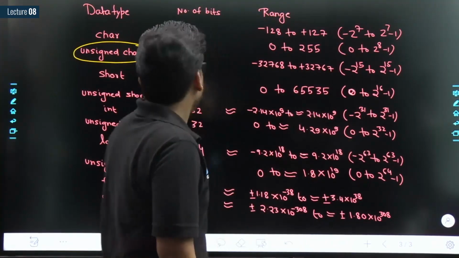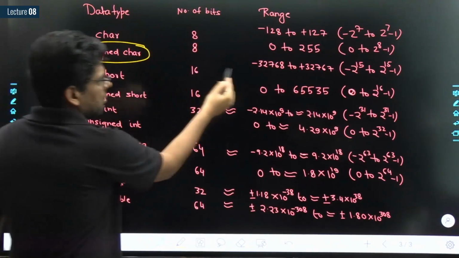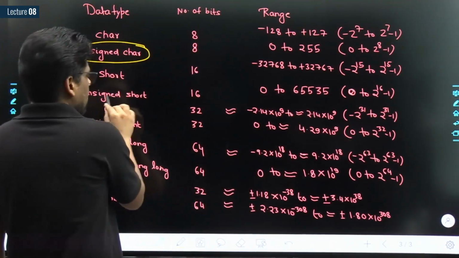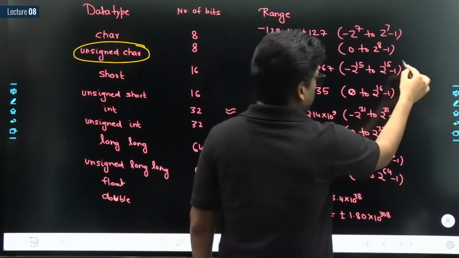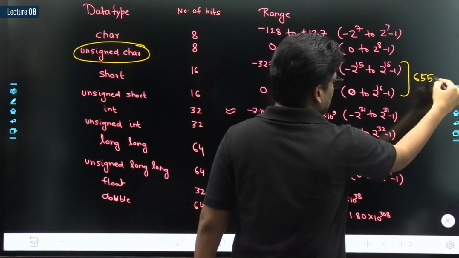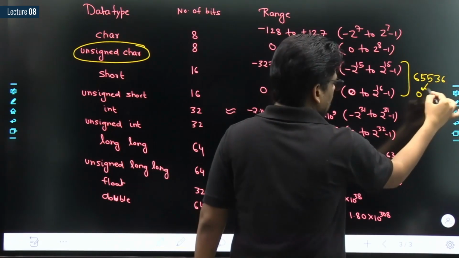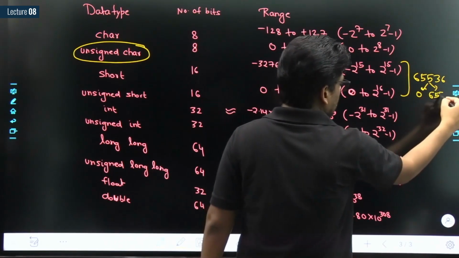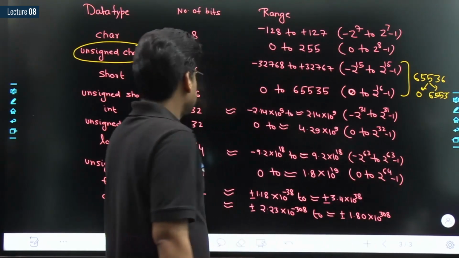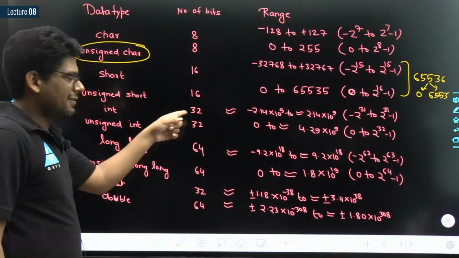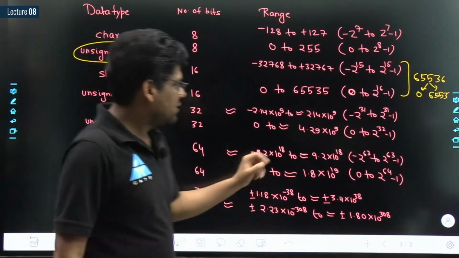Okay, sir. Done. Sir, for short, we have already discussed. For unsigned short, we have already discussed. That is overall values. How many overall values? 65536 values are there. And if you start the counting from 0, it goes till 0 to 65535. Okay, sir. Done. Sir, what about integer? Sir, 32 bits. How much? What is the range?